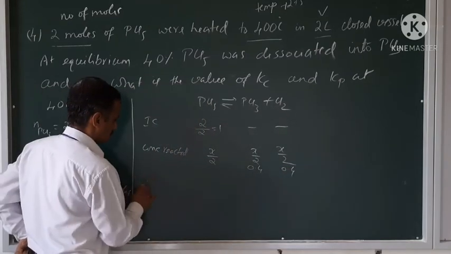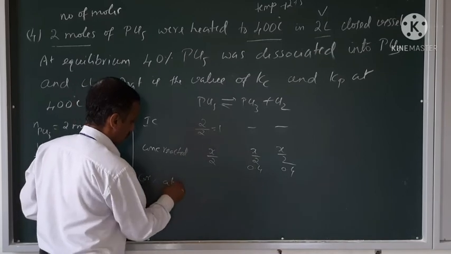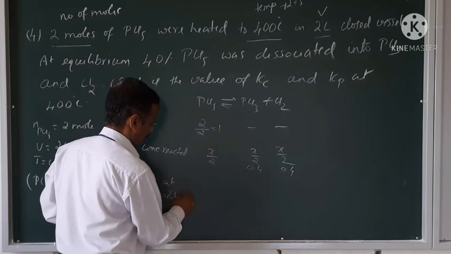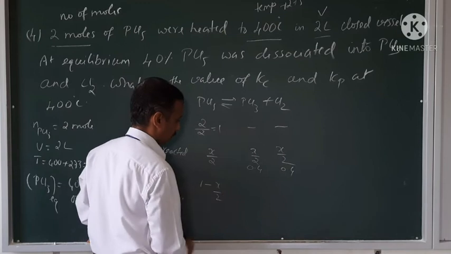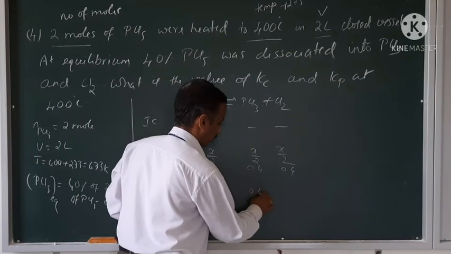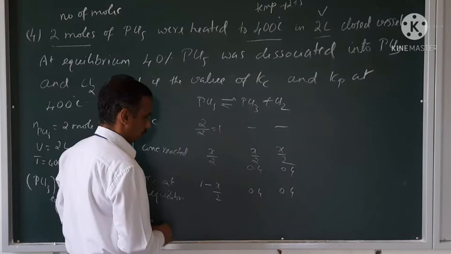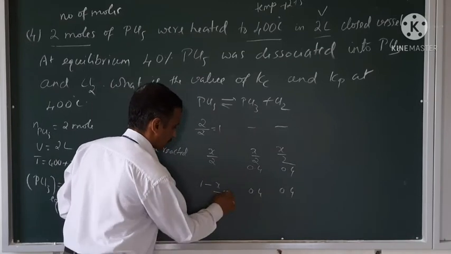Now, concentration at equilibrium remaining. So 1 minus x by 2. This is 0.4, already we got 0.4. So it is 1 minus 0.4, which is 0.6.